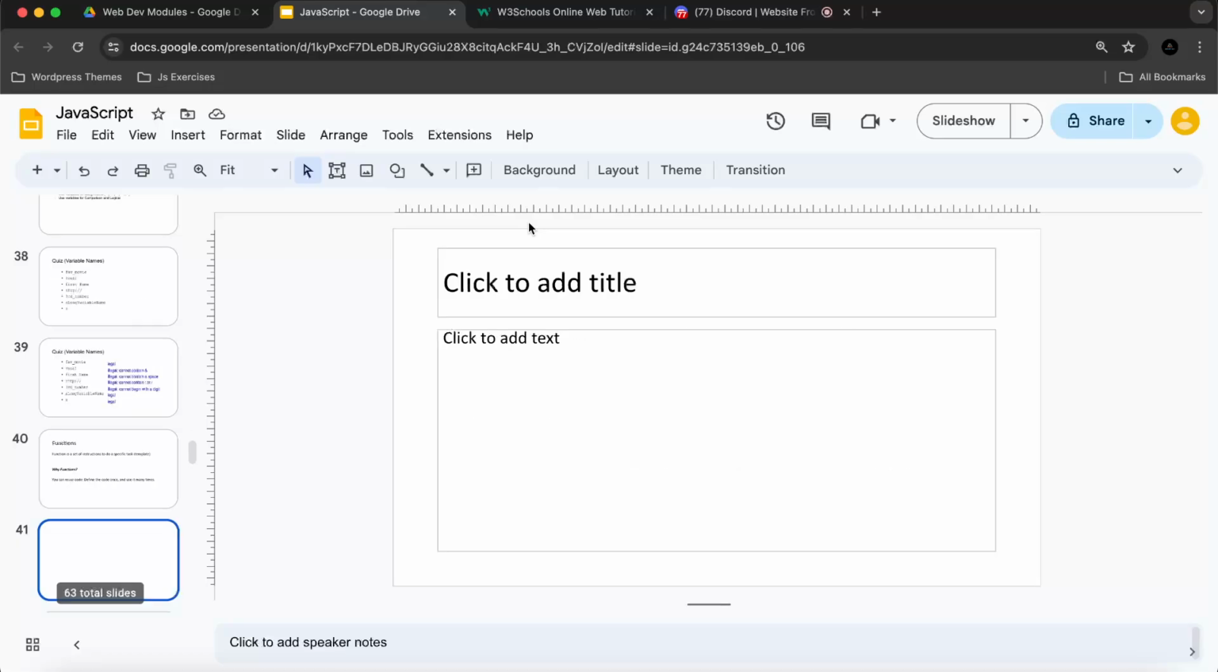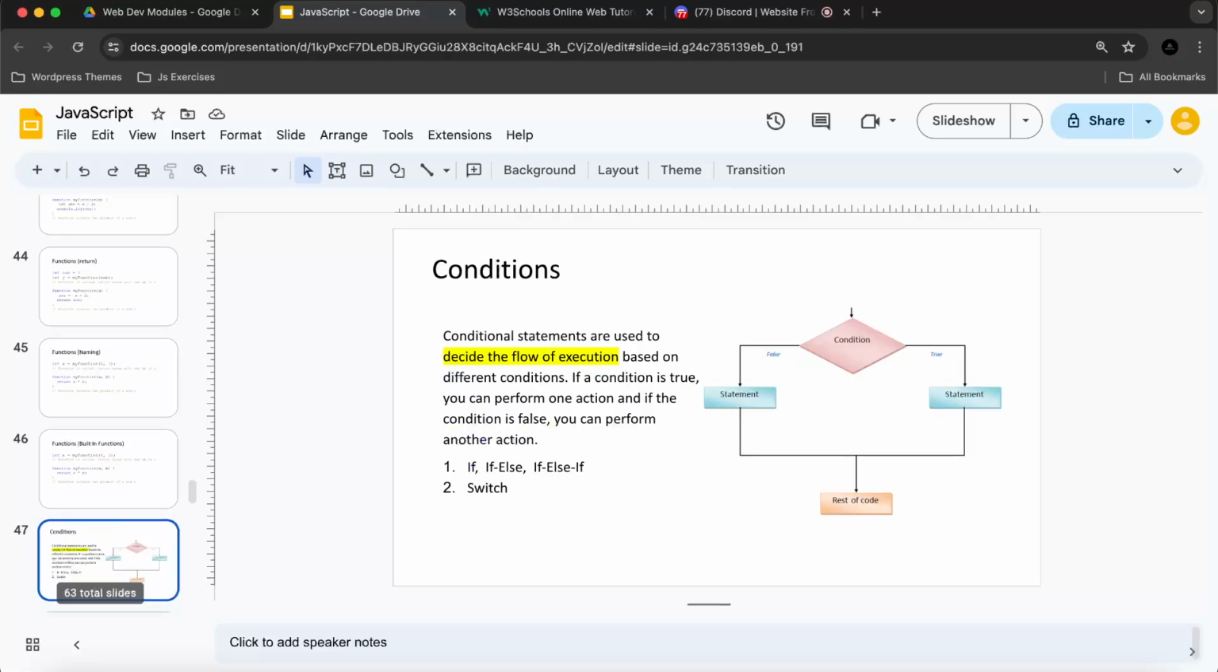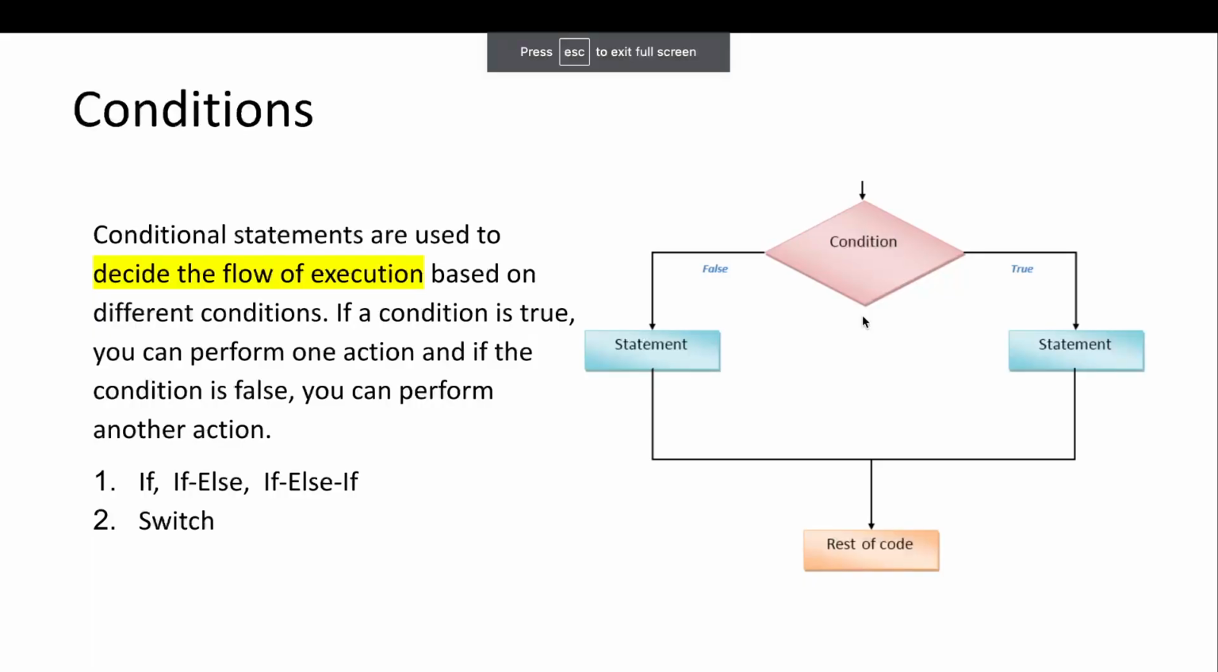This is where we do this condition. Okay, I'll show you some examples. Condition is basically like, if this scenario happens, what do you want to do? So we decide the flow of execution based on different conditions. Like just now I showed you, right? If the number is more than 0 and less than 10, what do we do? If the condition is true, what do we do? If the condition is false, what do we do?